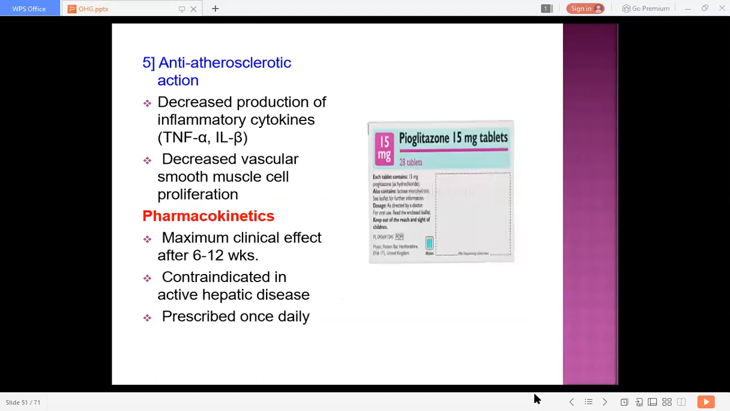Glitazones have anti-atherosclerotic action, decrease the production of inflammatory cytokines, TNF-alpha, interleukin-1 beta, and decrease vascular smooth muscle proliferation. Pharmacokinetics: maximum clinical effect after 6 to 12 weeks, contraindicated in active hepatic disease, prescribed once daily.